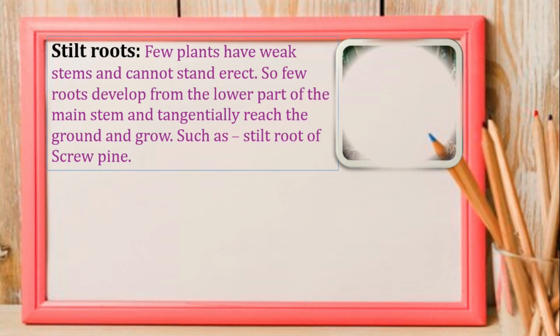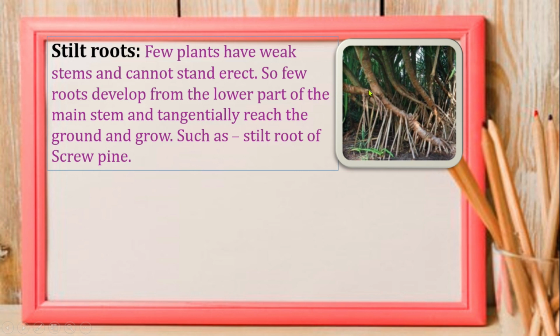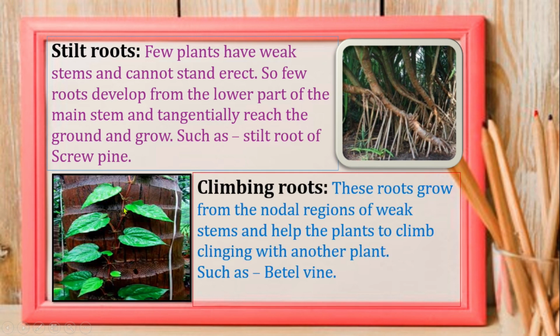Stilt roots. Few plants have weak stems and cannot stand erect. So, few roots develop from the lower part of the main stem and tangentially reach the ground and grow, such as stilt root of screw pine. Climbing roots. These roots grow from the nodal regions of weak stems and help the plants to climb clinging to another plant, such as betel vine.